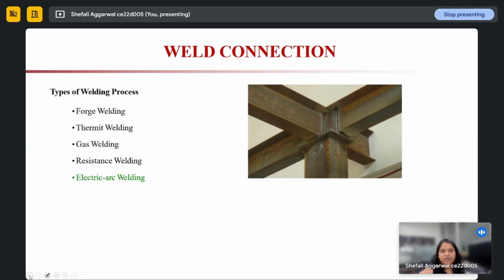So next is the welded connection. I think that is the most common type of connection we see in the current scenario. Everyone must be familiar with these types of welds. We have different welding processes: forge welding, thermit welding, gas welding, resistance welding, and electric arc welding. These are not as important to you, as we have the design of weld. These are mostly terms related to mechanical engineering.